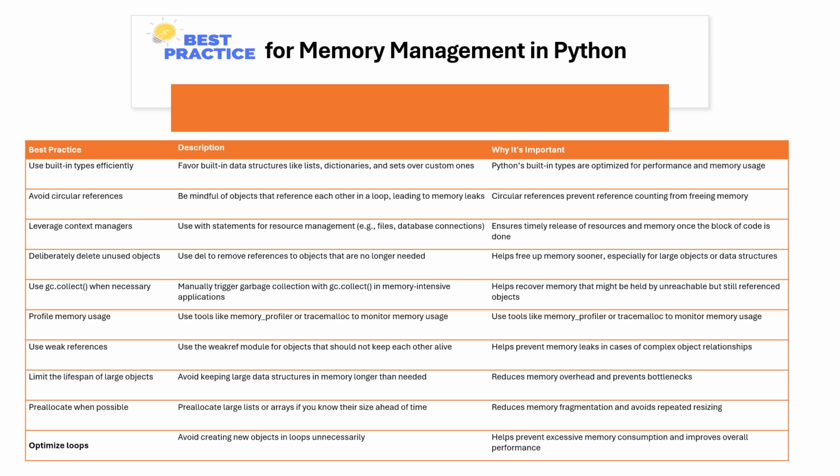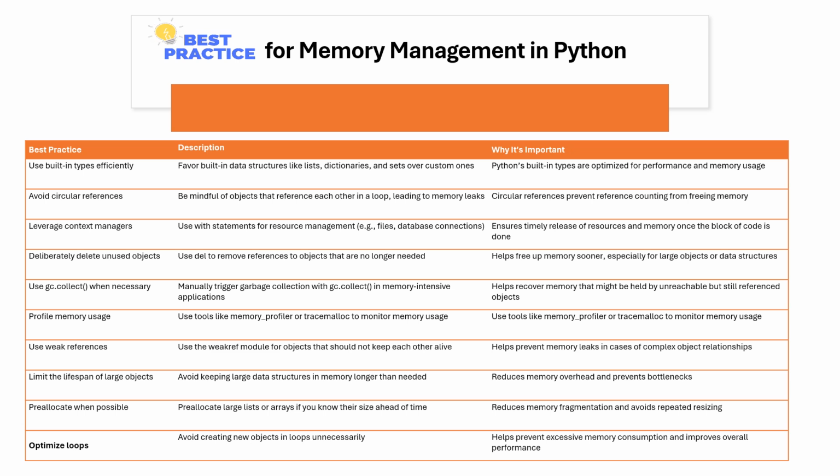Also, we can use the module gc, and use gc.collect when necessary. Sometimes manually triggering garbage collection helps us recover memory from objects that are no longer being used but are still referenced, and we already saw that. Profile memory usage. Tools like memory profiler or tracemalloc are really helpful for monitoring how much memory our program is using, and this also helps identify and fix memory-related problems.